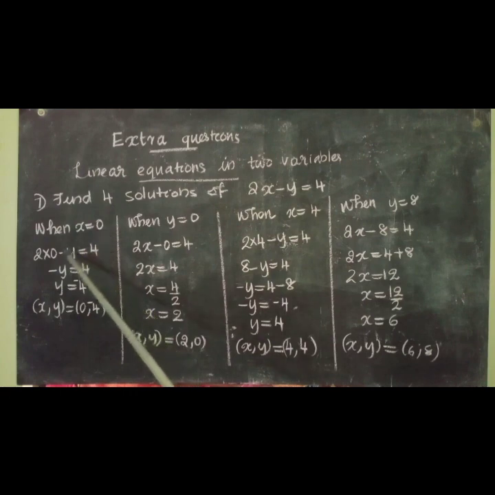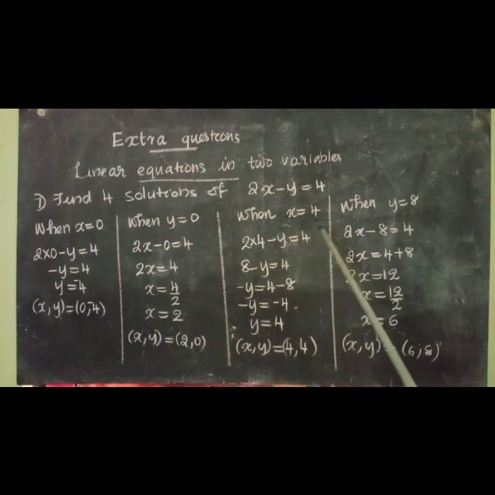When x equal to 0, we get 2 into 0 minus y equal to 4, minus y equal to 4, y equal to minus 4. Therefore, (x, y) equal to (0, minus 4). Next, when y equal to 0, we get 2x minus 0 equal to 4, 2x equal to 4, x equal to 4 by 2, that is x equal to 2. Therefore, (x, y) equal to (2, 0).